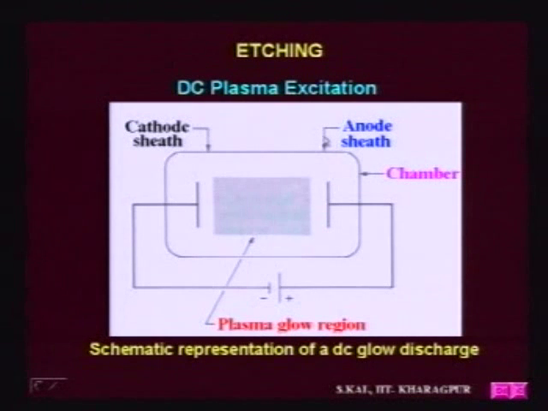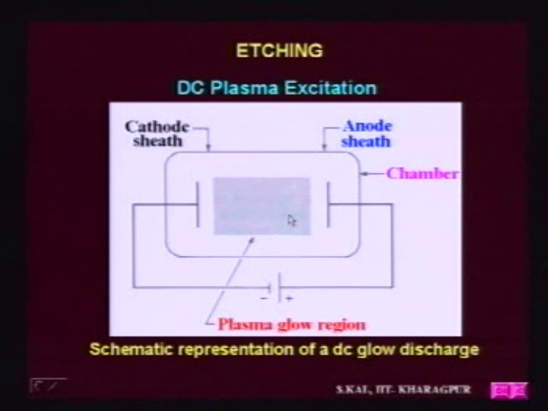In this way the cathode sheath and anode sheath will be created. In this plasma, since ionization is there, a current will flow from cathode to anode. Because in DC plasma excitation both the cathode and anode are basically conductors, current will flow, which is known as the plasma current. The movement of the charge, ions or electrons, whatever the movement, constitutes a current which is known as the plasma current.